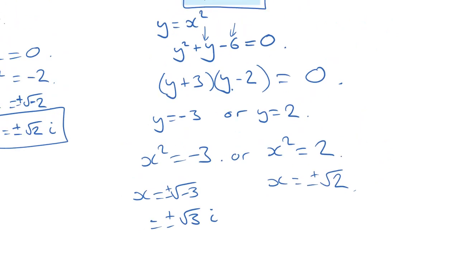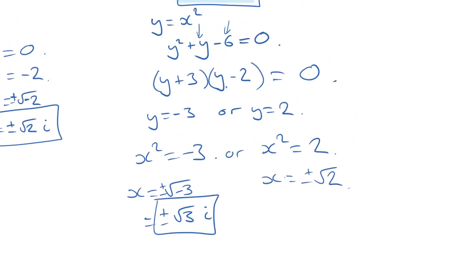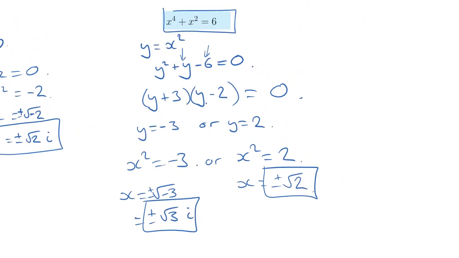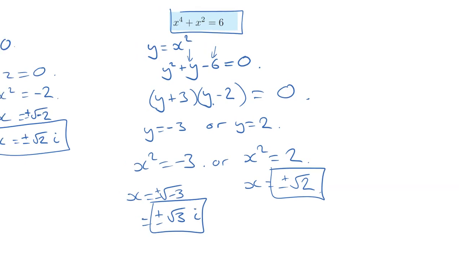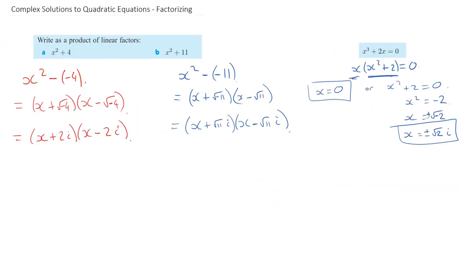Right, okay, so how many solutions do we have? We have 4 different solutions to the original quartic equation: positive root 3 i, negative root 3 i, positive root 2, and negative root 2. They're all going to work. Okay, hopefully that helped you to solve some more equations that had complex solutions.